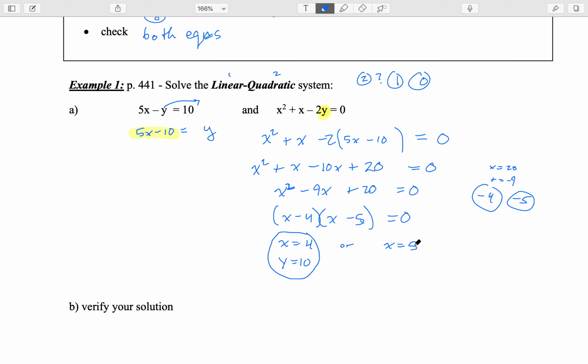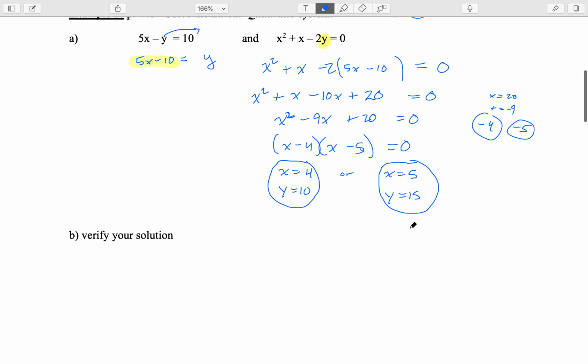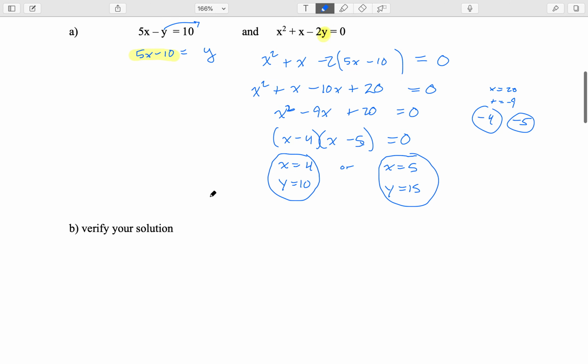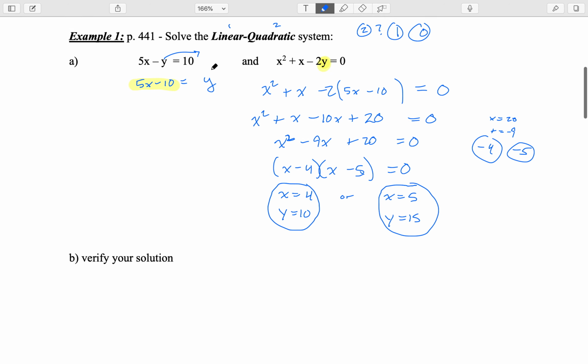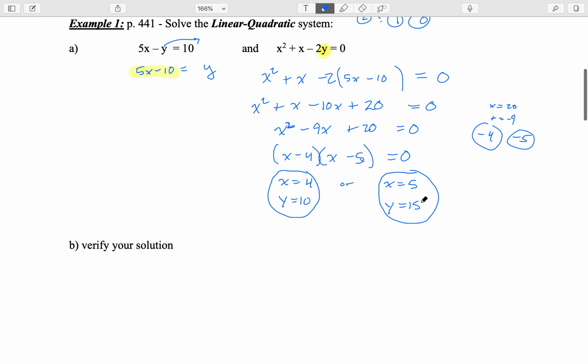Same thing here. Let's take 5, plug it in. 5 times 5 is 25. 25 minus 10 is 15. So the y value is 15. So that's an x and y point. So if it asks you to verify, you've got to do it in both the equations, so this one and this one. Okay, so I'm just going to get lazy.